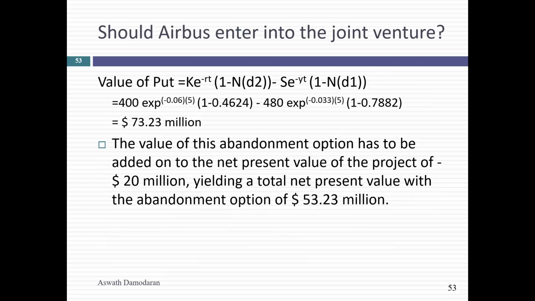Getting the right to be able to walk away anytime over the next 5 years on this project is worth 73 million. What is the NPV? Minus 20 million. By giving you this option to walk away, I've made it more likely, I can't guarantee it, that you will become a joint venture partner. This is a win, right?